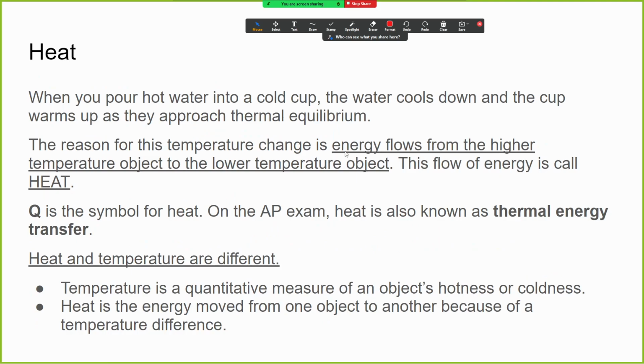So if you think about it, when you pour hot water into a cold cup, the water cools down the cup and the cup warms up as they approach thermal equilibrium. If I get a drink with ice in it, it's going to make the drink colder, right? The reason for that temperature change is that energy is going to flow from the higher temperature to the lower temperature object. And that flow of energy is what's called heat. It will always go from hot to cold, never the other way around.